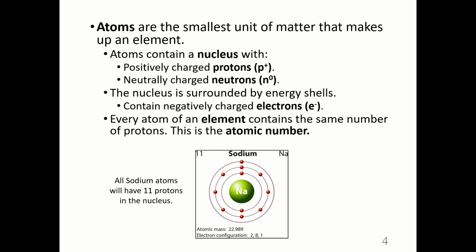Atoms are the smallest unit of matter that makes up an element. Atoms contain a nucleus with positively charged protons, neutrally charged neutrons, and the nucleus is surrounded by energy shells containing negatively charged electrons. Every atom of an element contains the same number of protons. This is the atomic number. Pictured here is sodium, and all atoms within the element of sodium will contain 11 protons in the nucleus.